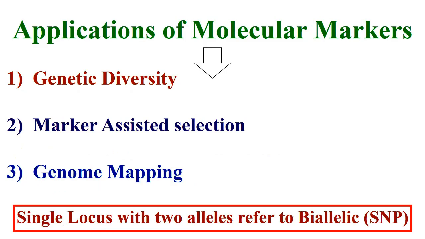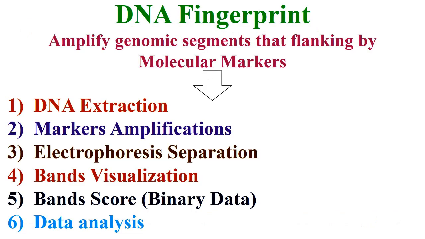But pay attention please. A single locus with two alleles refers to biallelic markers, such as SNP markers. Continuously, DNA fingerprint: amplify genomic segments that are flanked by molecular markers by DNA extraction, plus marker amplification, plus electrophoresis separation, plus band visualization, plus band scoring, plus data analysis.